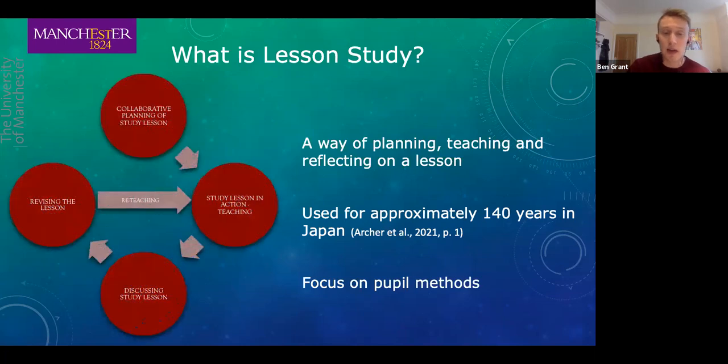So lesson study has four main stages. Firstly, you've got the collaborative planning of a lesson. This involves the teachers, and it involves people who are experienced in the process of lesson study. During this process, you'll do research and look at the existing literature into what you want to teach. You come up with a detailed lesson plan of exactly how you want this lesson to go.